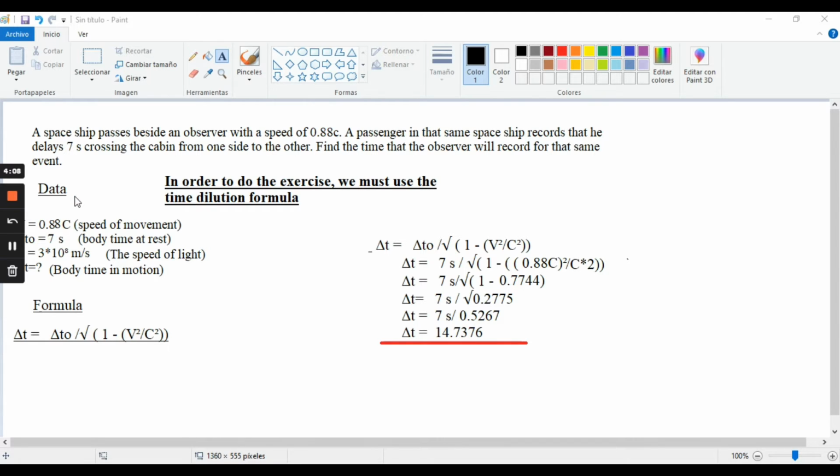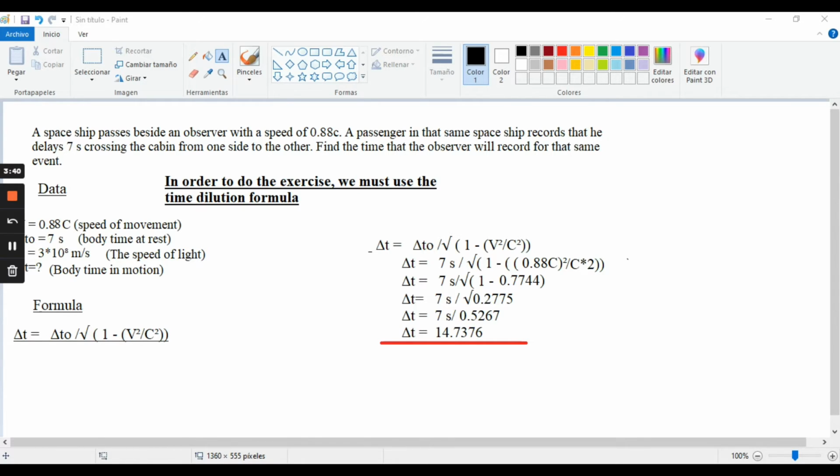And first of all, we have to get the data. We have v as 0.88 c, which is the speed of movement. We have 7 seconds, that is the time at rest. We have c, which is the speed of light, 3 times 10 to the 8. And we want to know the time in motion. So using this formula, we just make the substitution here.